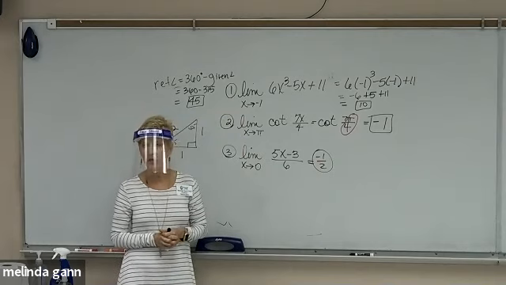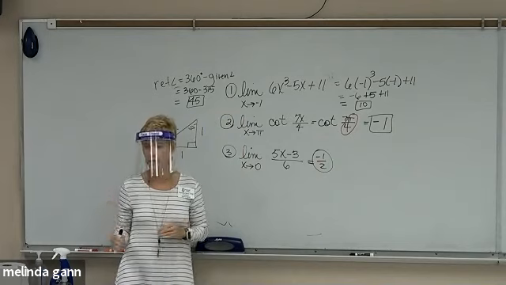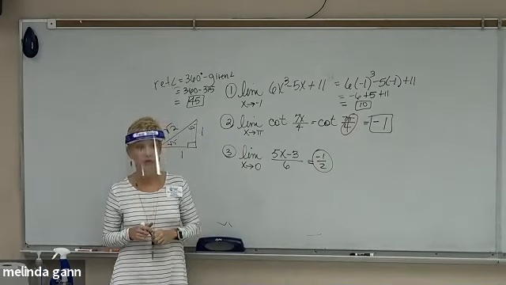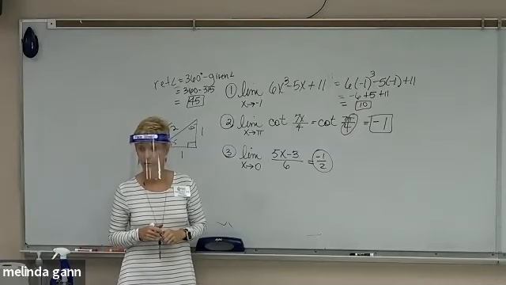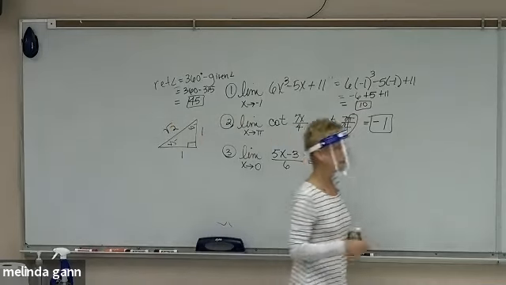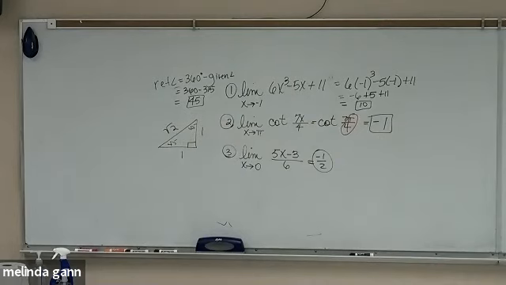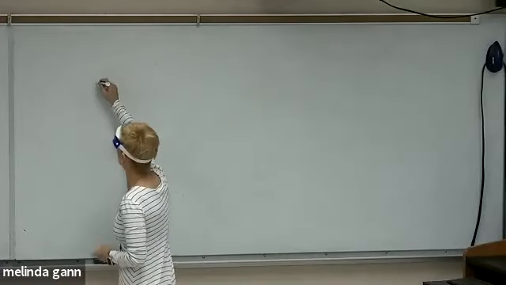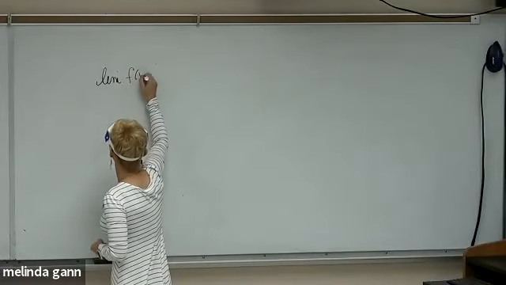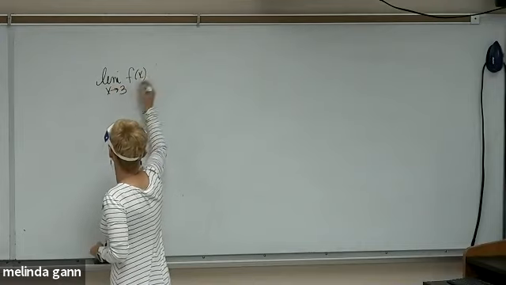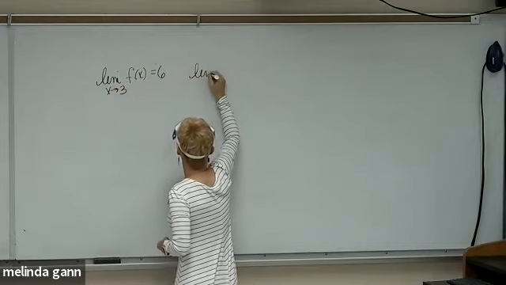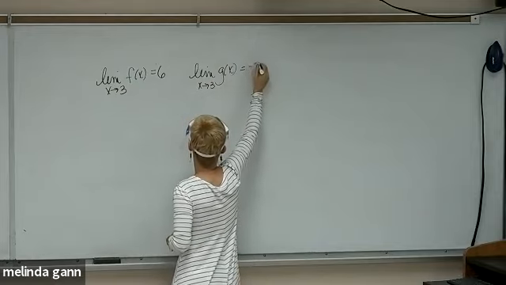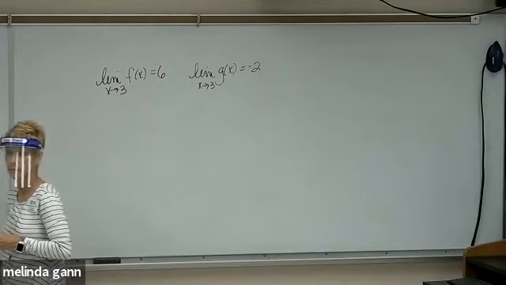Now, let me caution you about something though. I still need you to know those limit rules that I wrote on the board last time, because I can force you to use them on a test. All right? And the way I could force you to use them on a test is to give you a problem like this. The limit of f of x as x approaches 3 is 6. And the limit of g of x as x approaches 3 is a negative 2.